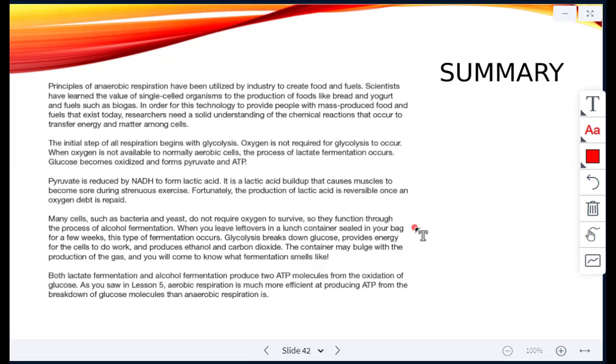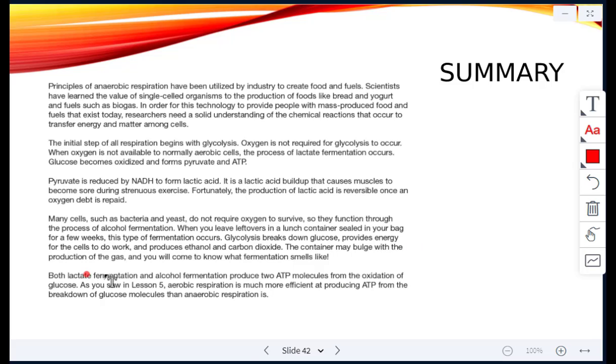Glycolysis will break down glucose, which will provide the energy for the cells to do their work, and it'll produce ethanol and carbon dioxide. The container will start to bulge out because of this carbon dioxide gas being produced, and you'll even be able to smell that smell of fermentation.